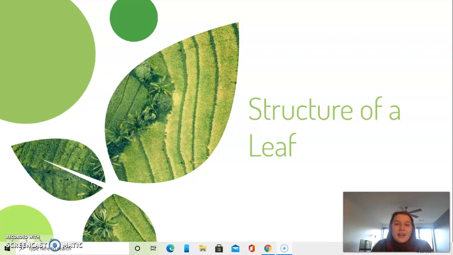So we're actually going to be starting a unit on photosynthesis. And our first lesson is going to be on the structure of a leaf. So we're going to be talking about all the different parts of a leaf, their functions, how they help plants go through the process of photosynthesis, and how that helps plants stay alive and how that helps us stay alive.